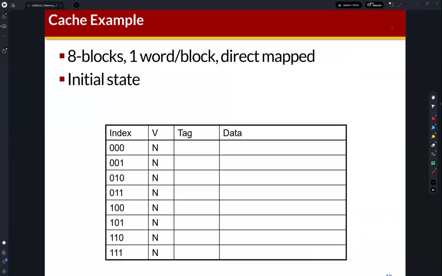So this is an example of the cache. You can find the cache index here, the index number, and this V represents the valid bit, the cache flag. Then there are the tag and data. This is the configuration of the cache: the cache includes 8 blocks, and the size of a block is 1 word, which is 4 bytes. It's a direct mapped cache, and initially all cache entries are invalid, which means there is no valid data. The cache is empty.